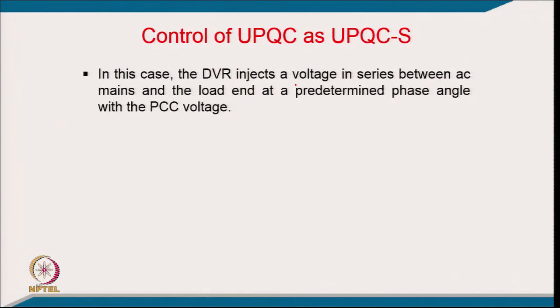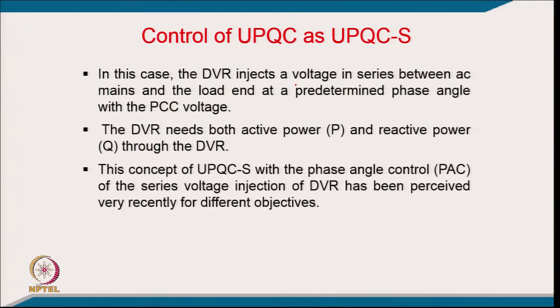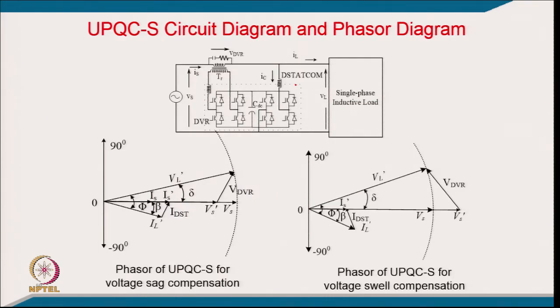And in this case, the DVR injects a voltage in series between the AC mains and the load end at a predetermined phase angle with the PCC voltage, and the DVR needs both active power and reactive power. So this concept of UPQC-S with phase angle control of series voltage injection of the DVR has been perceived very recently for different objectives, and this is the typical phasor diagram for UPQC-S.